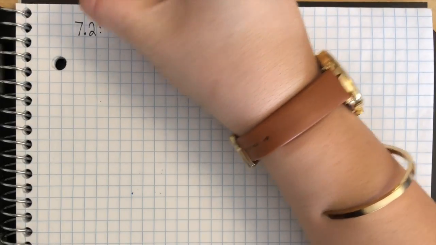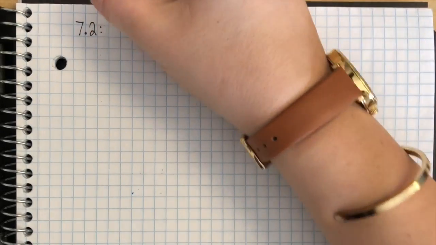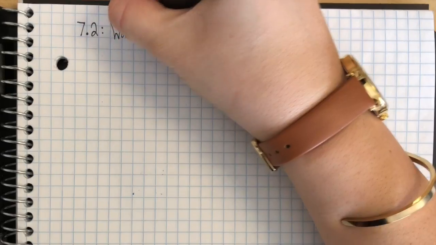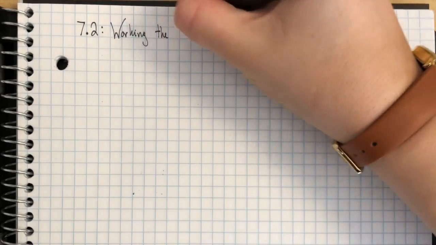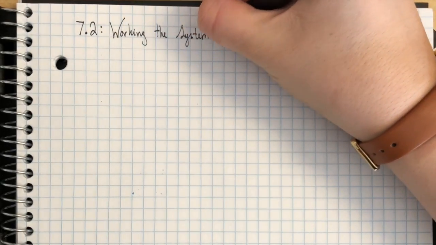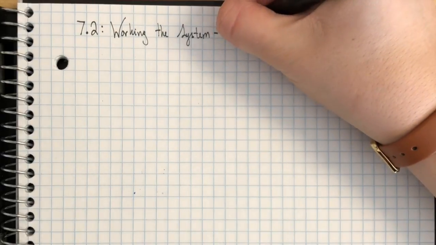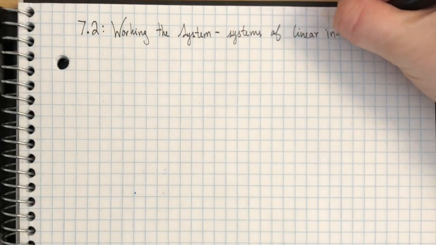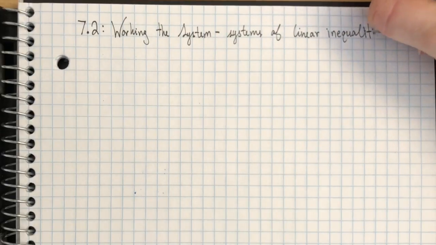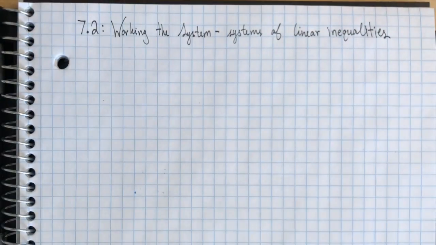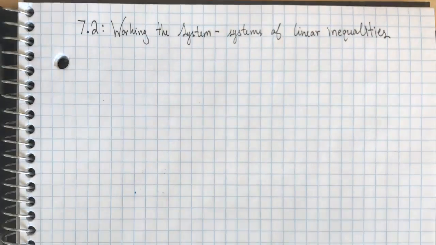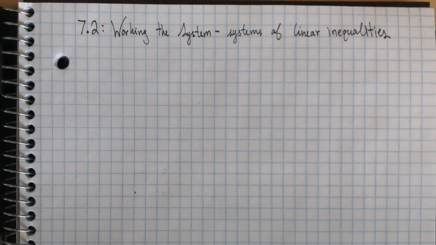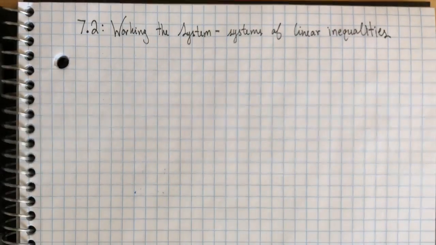Hi everyone, today we're looking at problem section 7.2, and we're talking about working the system, which is going to be systems of linear inequalities. Now, this lesson in particular has a lot of writing in terms of setting up the problem, so feel free to pause the video to keep up and make sure that you're getting all the information into your notebook.